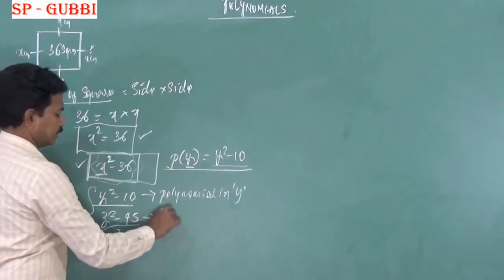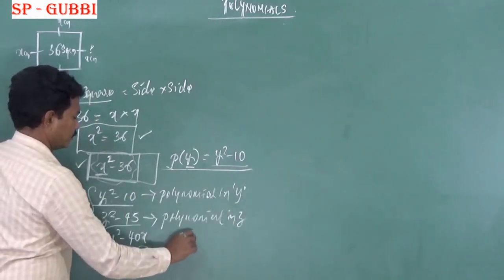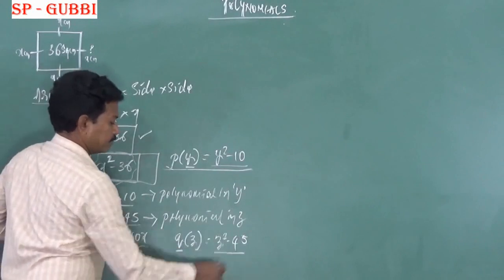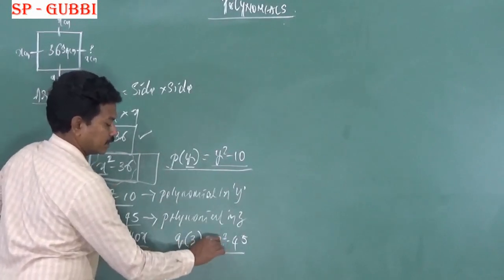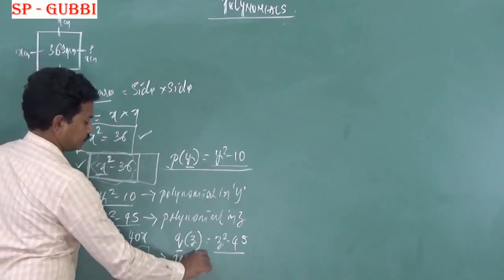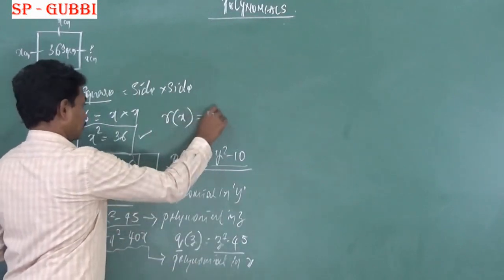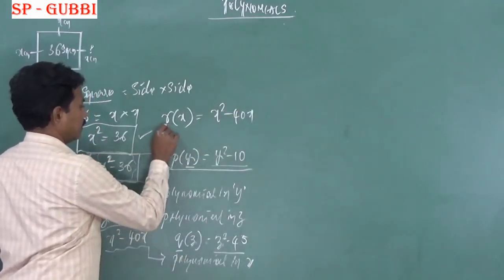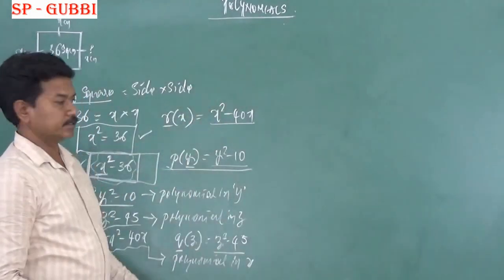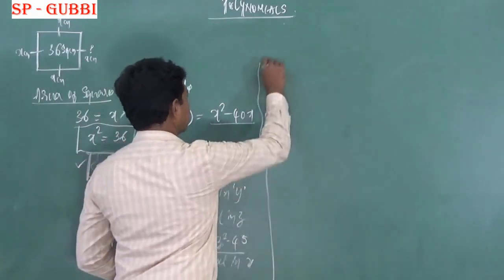Let us go with the next one. It is a polynomial in z. This can be written as q of z is equal to z square minus 45. Here q represents the name of the polynomial and z represents the variable involved inside the polynomial. Next it is x square minus 40x. It is a polynomial in x, so it can also be given a name like r of x is equal to x square minus 40x. Here r represents the name of this polynomial and x represents the variable involved in that polynomial. So these are all called binomials, right? We will go with another type of polynomials, that is trinomials.